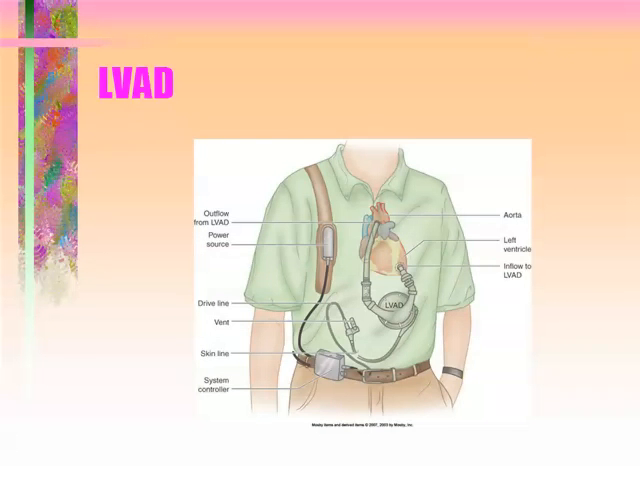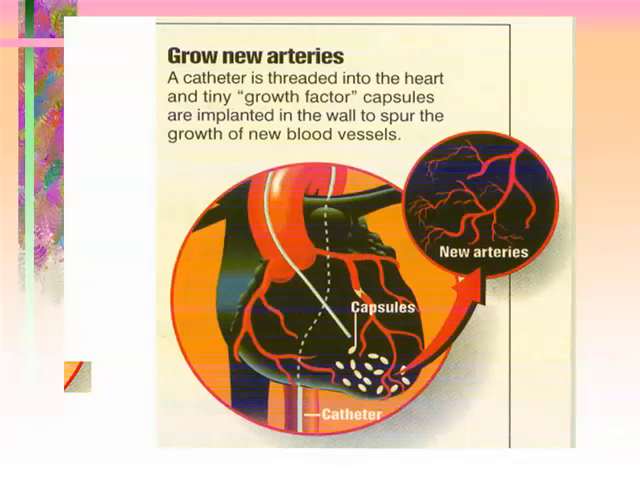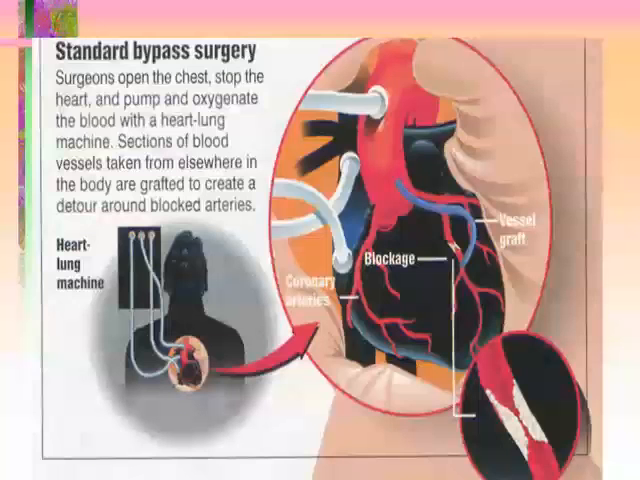And some of the other things you might do, you might want to grow new arteries. This is where a catheter is threaded into the heart and tiny growth factor capsules are implanted into the wall to spur the growth of new blood vessels. And then we have our standard bypass surgery. It shows where they go on the heart-lung machine and then they do the bypasses over the blockages that are there. They also have off-the-pump bypass that they can do nowadays in addition to the keyhole surgery.